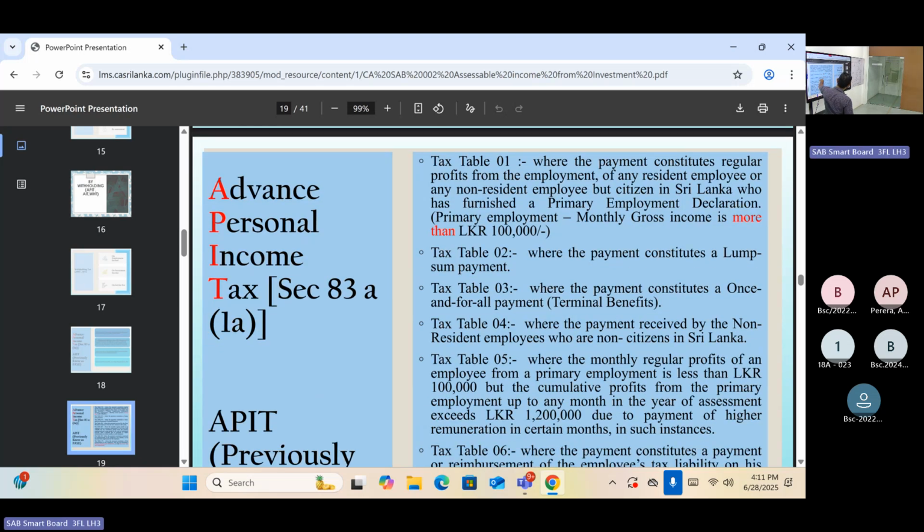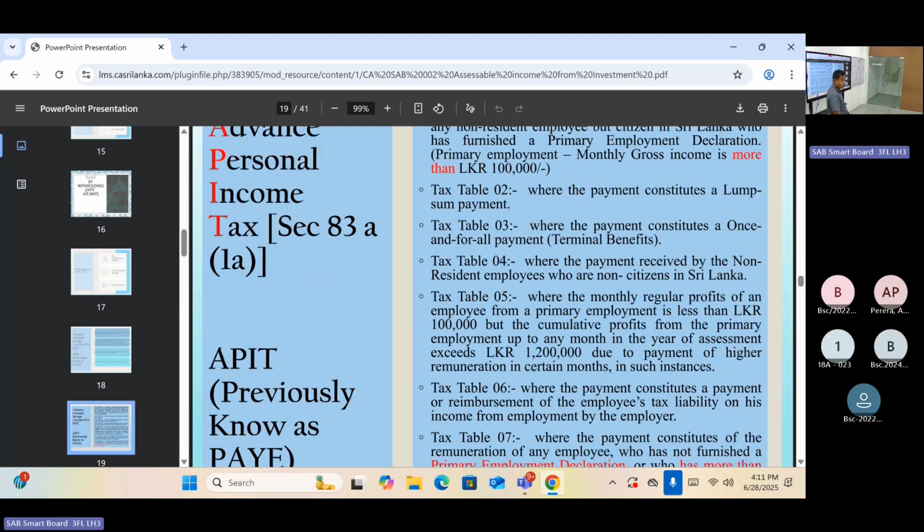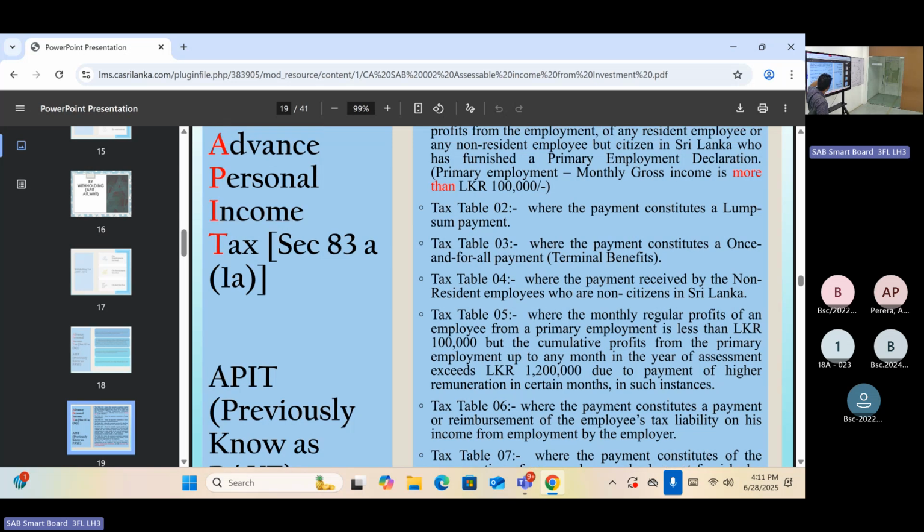Right? So there are 7 tables, for 2024/25, 7 tables.